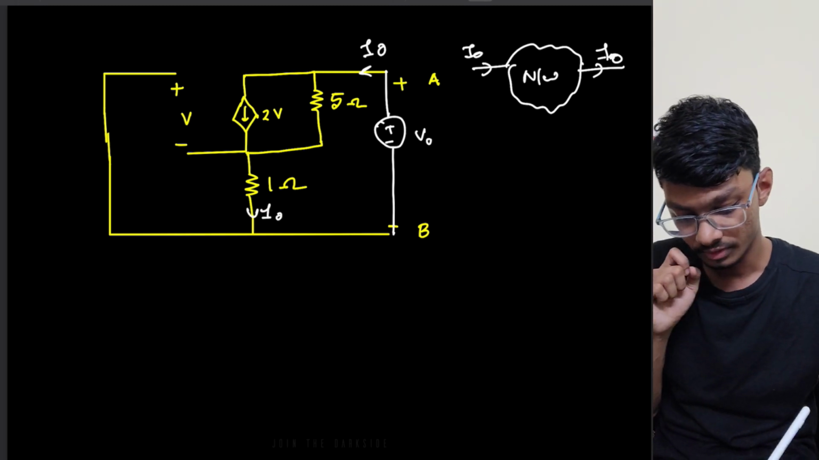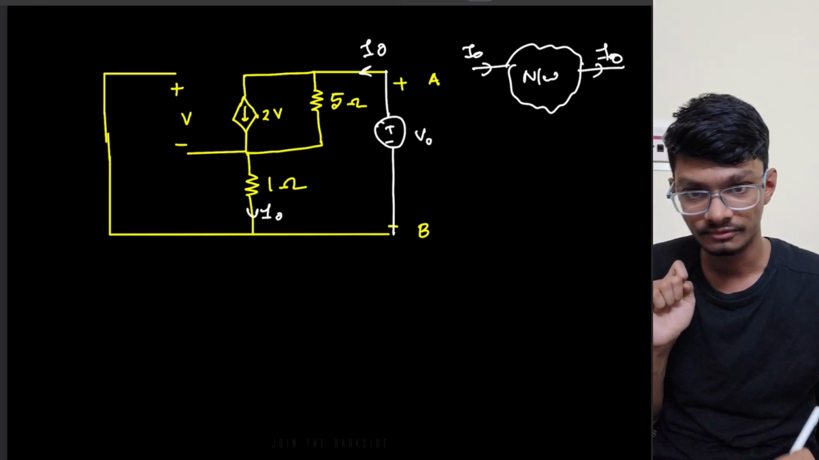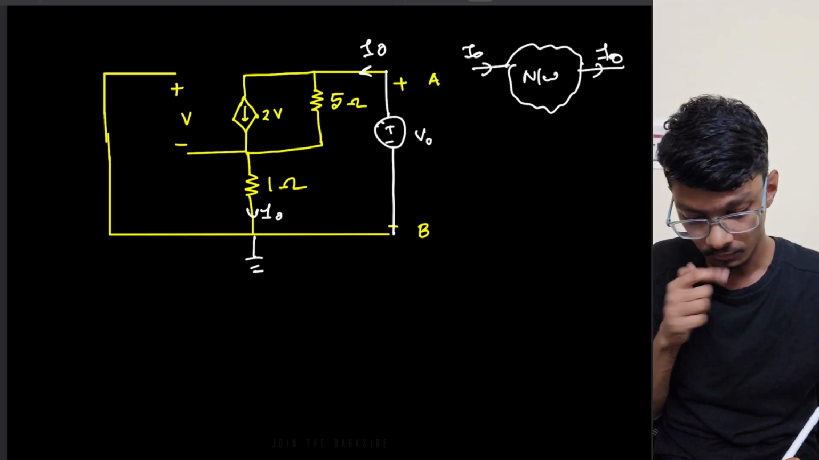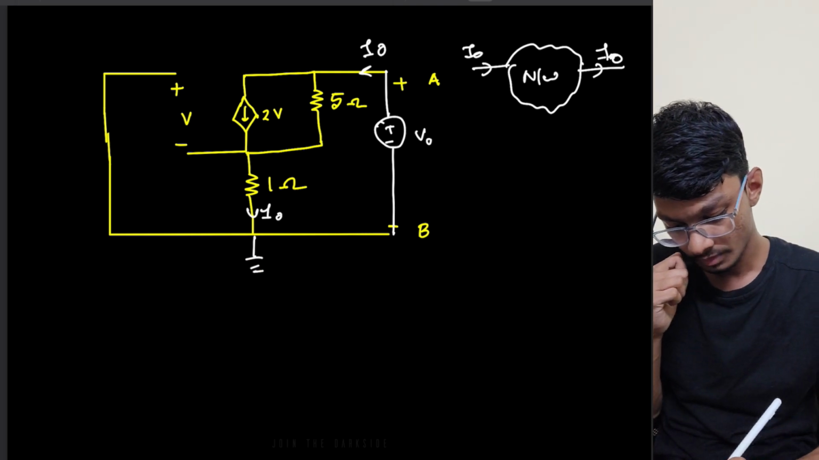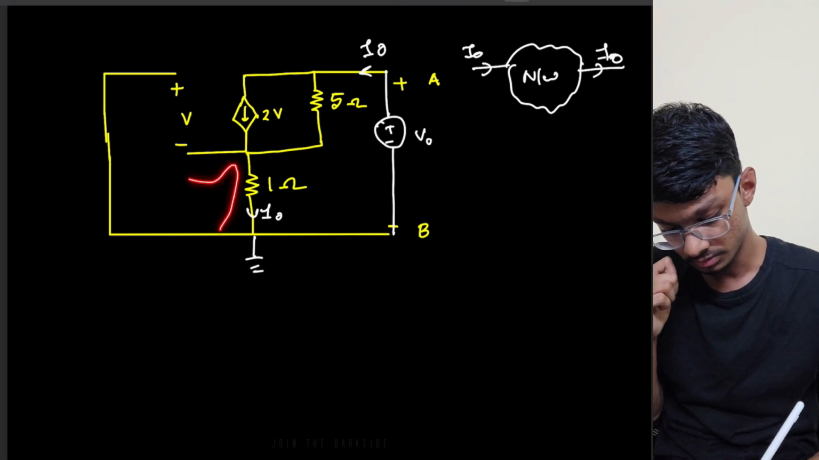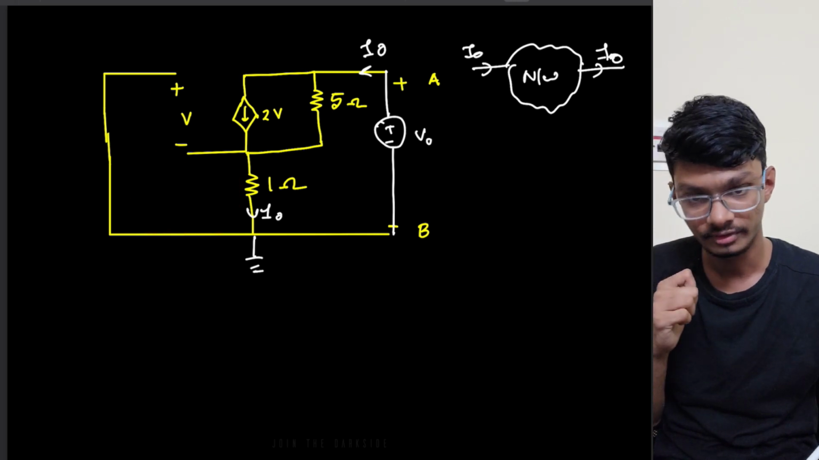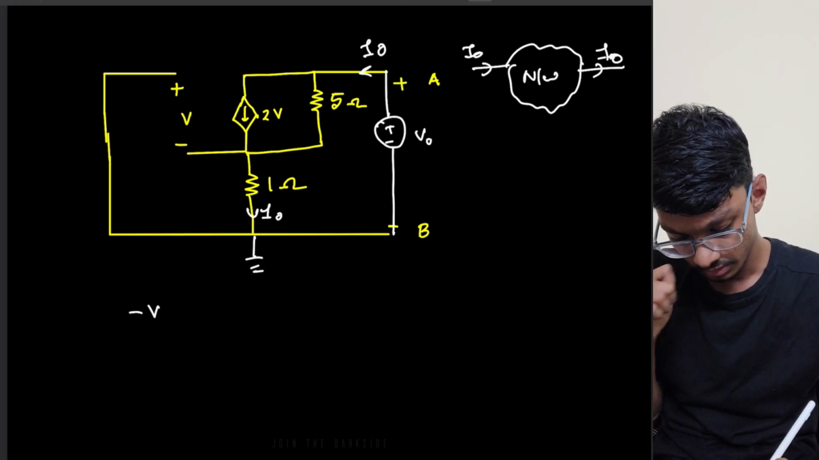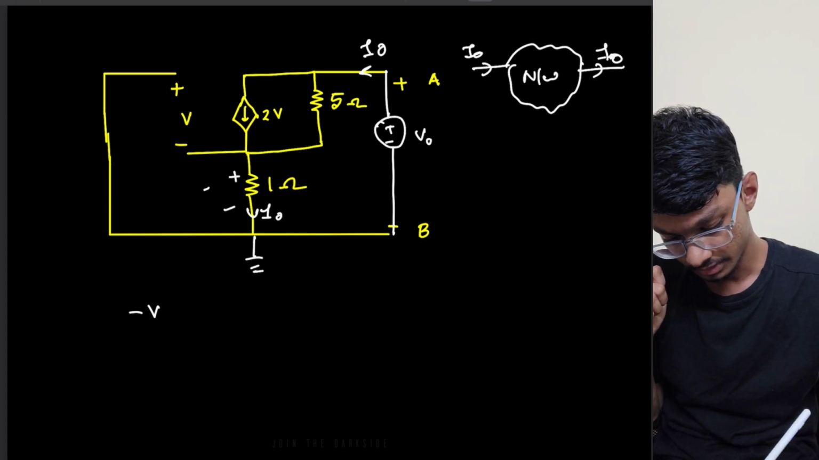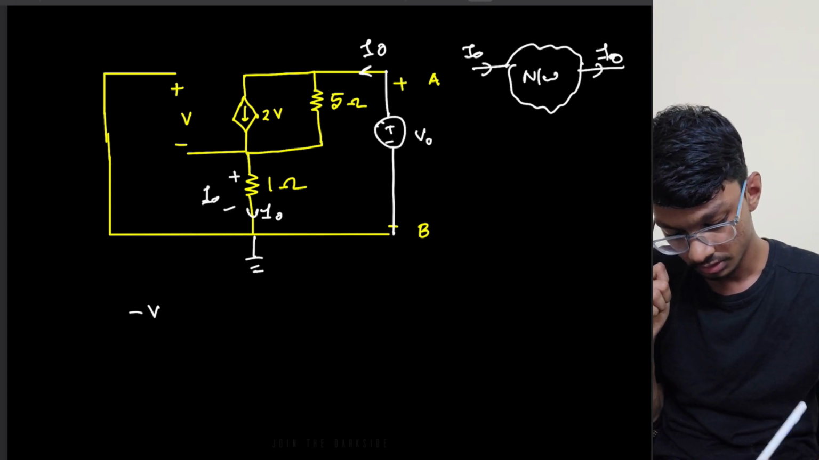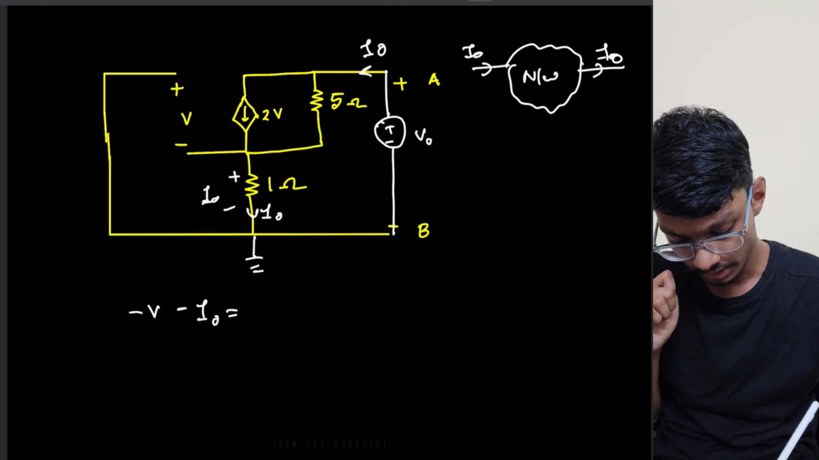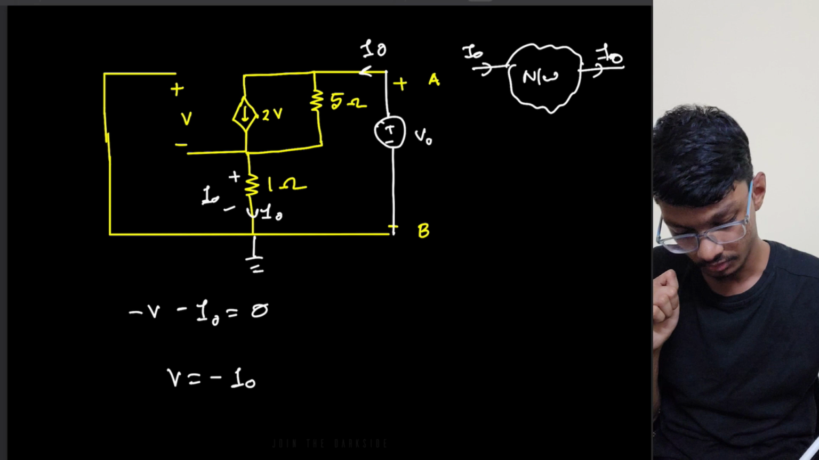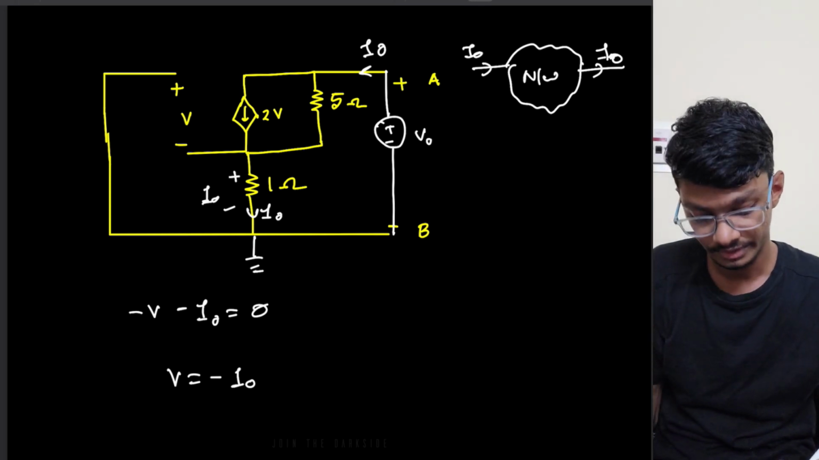So what is the current through here? First I have to calculate the V. This is ground. If I apply a KVL again through this loop, I will get the value of V. So applying minus V, plus minus IO, the drop across this, so minus IO equals 0. So V equals minus IO. The value of V is minus IO.